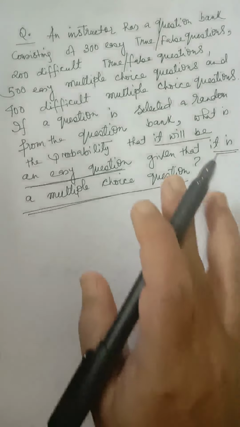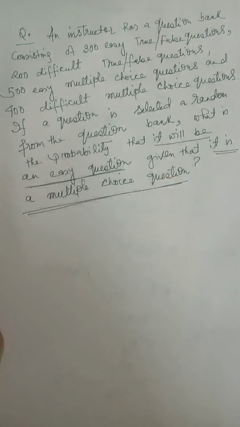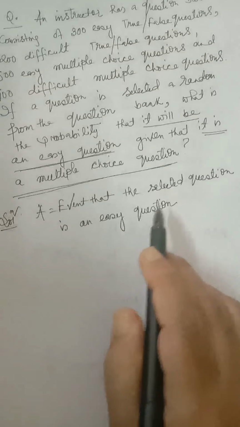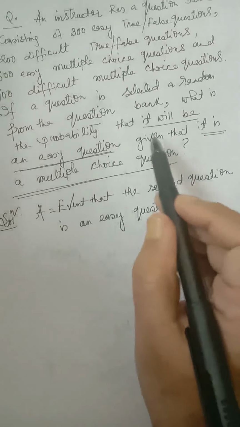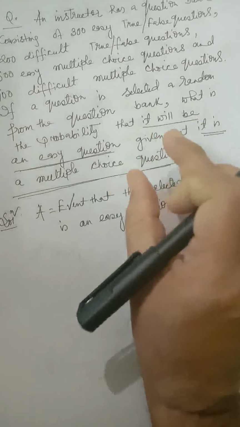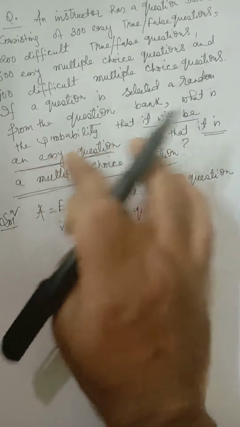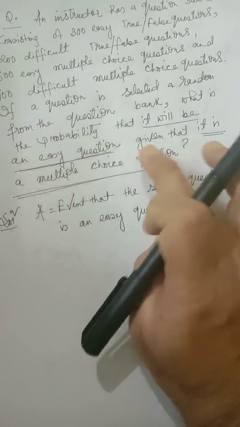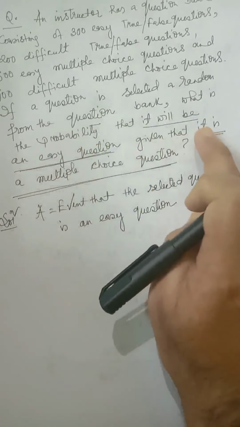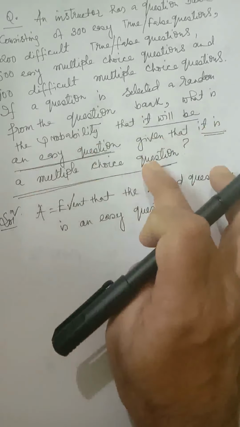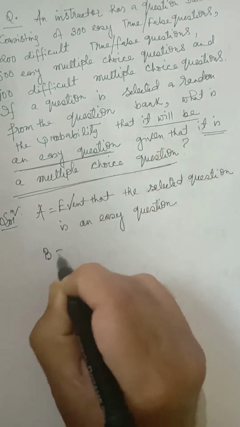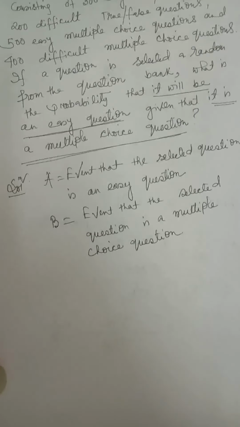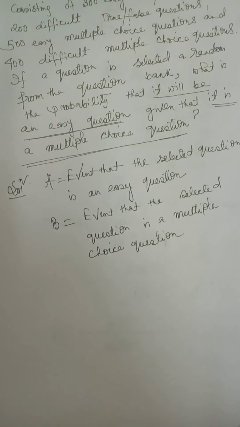First of all, let A be the event that the selected question is an easy question. We have to find the probability of the event that the selected question is an easy question, given that the given condition is this, it is a multiple choice question. So denote this event by B. So B is the event that the selected question is a multiple choice question.